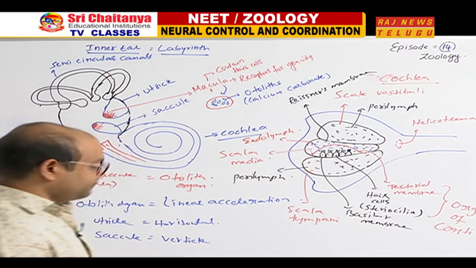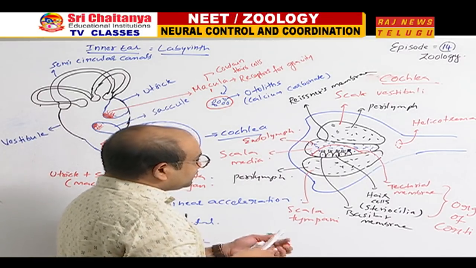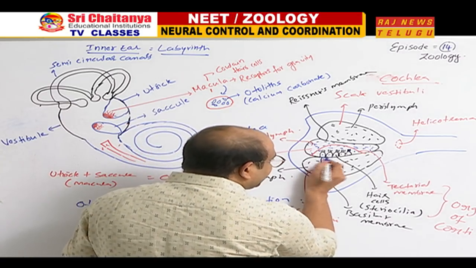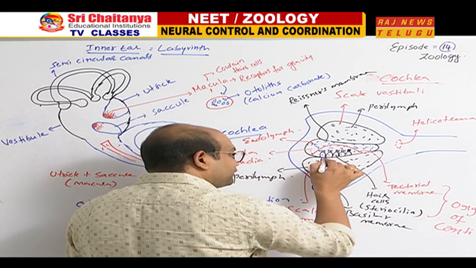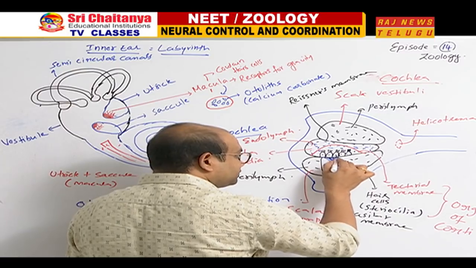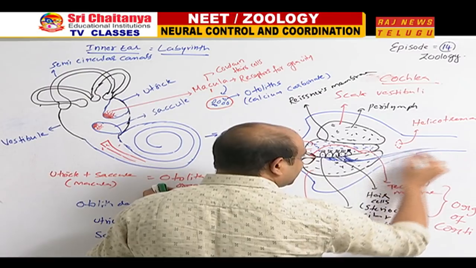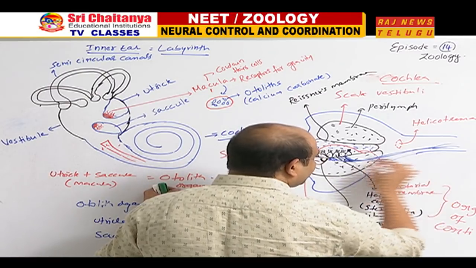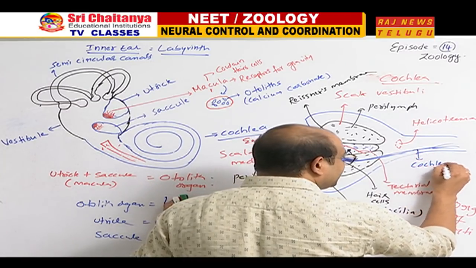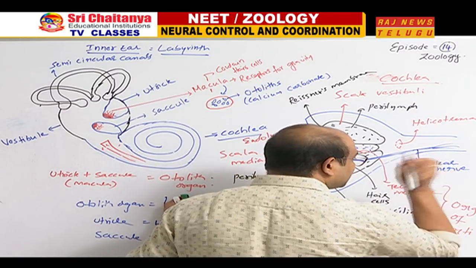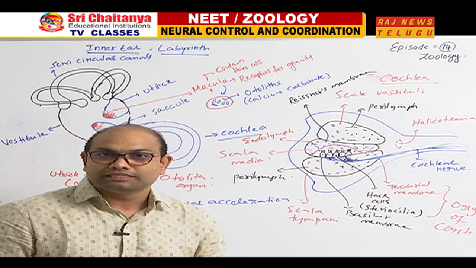And from the base of hair cells, this is base, this one is apex. Apex is having stereocilia. From the base, there are some nerve endings that unite to form a branch of auditory nerve. This branch of auditory nerve is called cochlear nerve. Remember, cochlear nerve is the branch of auditory nerve. Auditory nerve is a cranial nerve whose number is 8.